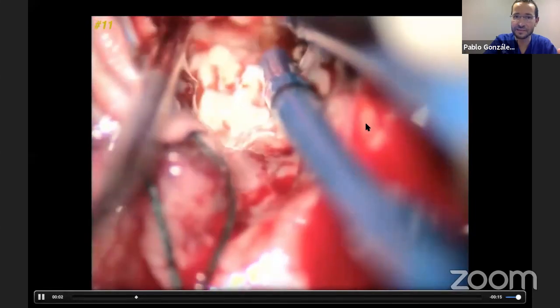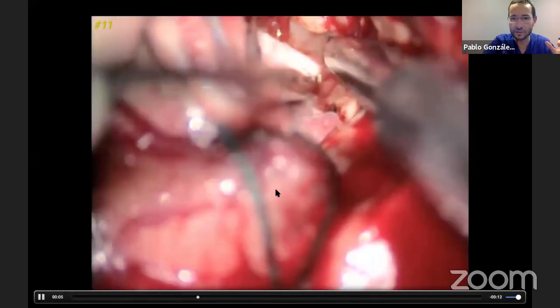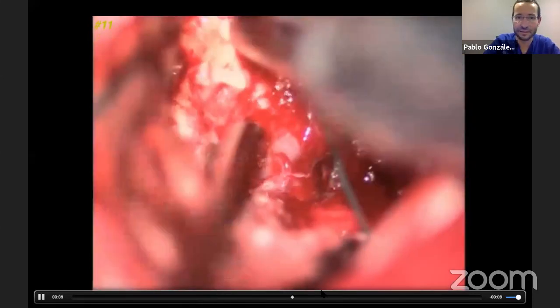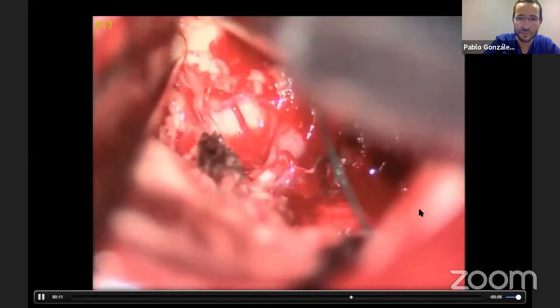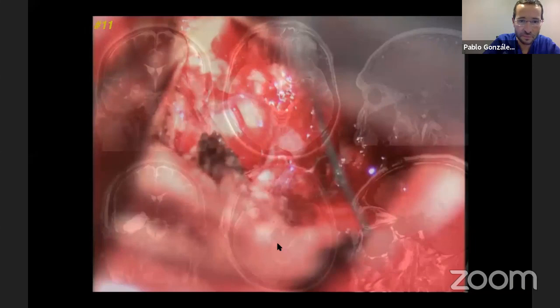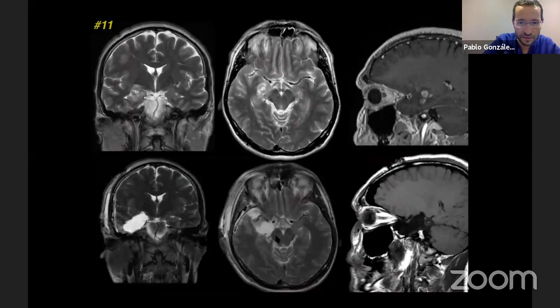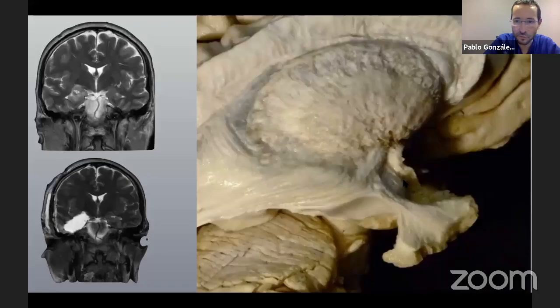This is just theoretical. You see the cottonoid I'm using all the time, covering what I think the Meyer's loop is. So this is the post-op in which you can see, now the anatomy is much more clear. That's the head of the hippocampus, which was pushed posteriorly in this case. So this is the anatomy we were exposing. This is the amygdala, right here where the tumor was growing, and this is Meyer's loop. And inside the ventricle, we have the temporal horn.